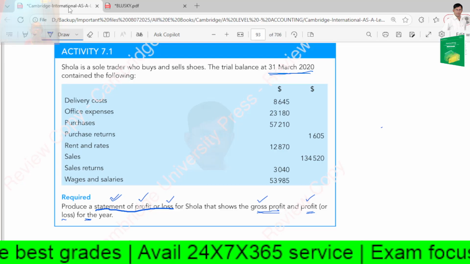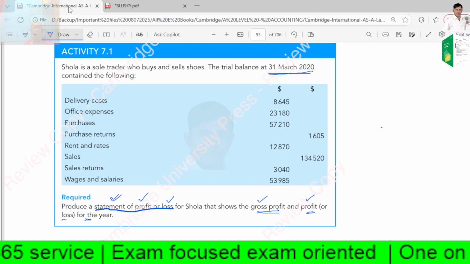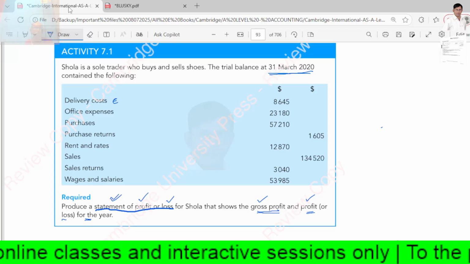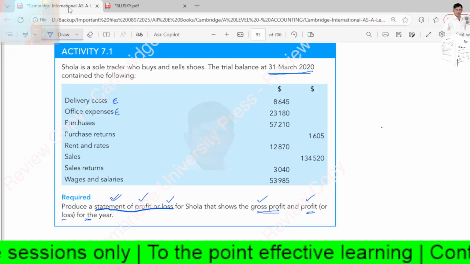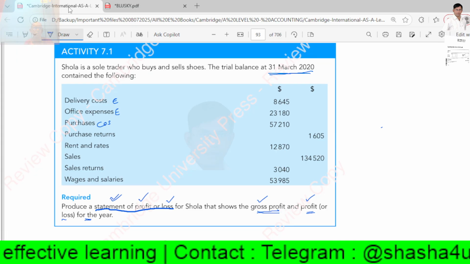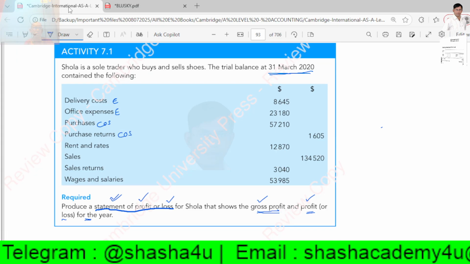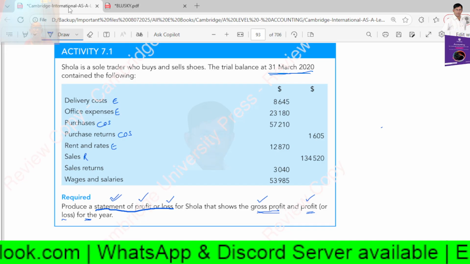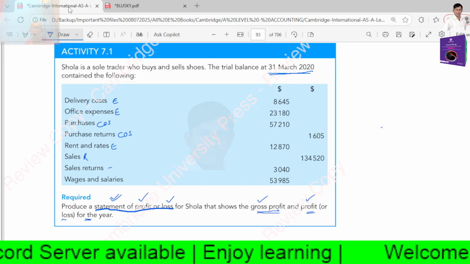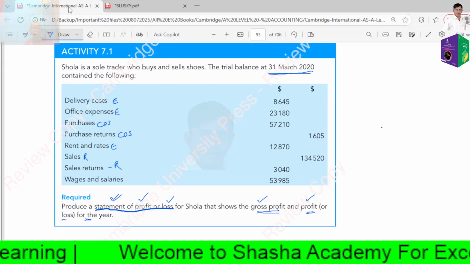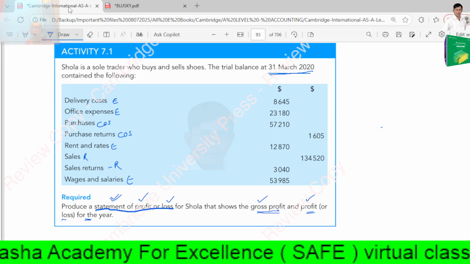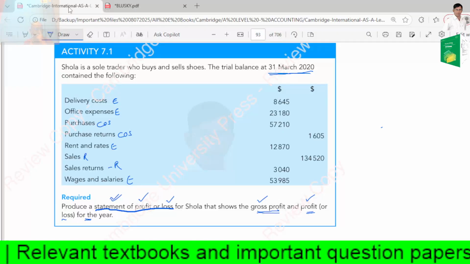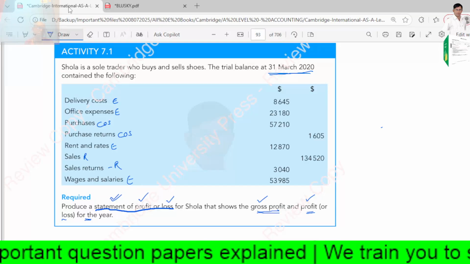So now delivery cost, when is this incurred? This is incurred to deliver the goods. So they are expenses. Office expenses. Purchases, cost of sales. Purchase returns, cost of sales. Rent and rates, expenses. Sales, revenue. Sales returns, revenue. You have to deduct from revenue. Wages and salaries, expenses. Such a simple question. The question is very simple. So now having understood this, you can solve any number of questions.